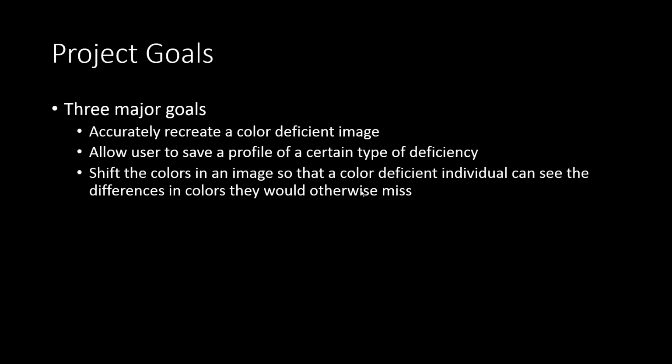The project goals were to accurately recreate a color deficient image, to allow a user to save a profile of a certain type of deficiency and apply that profile to a different image to recreate their color deficiency for a different image, and to shift the colors in an image so that a color deficient individual can see the differences in colors that they would otherwise miss. So basically you would take a color that they can't see, shift it to one that they can, and accentuate that color so that it pops out more in the image for a colorblind user.